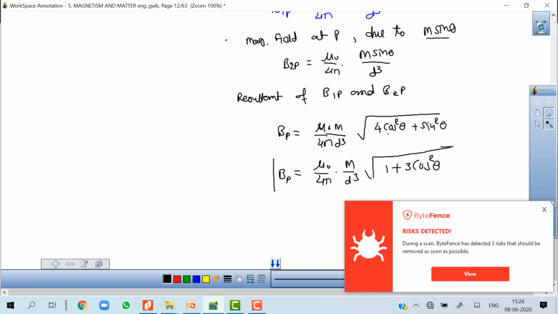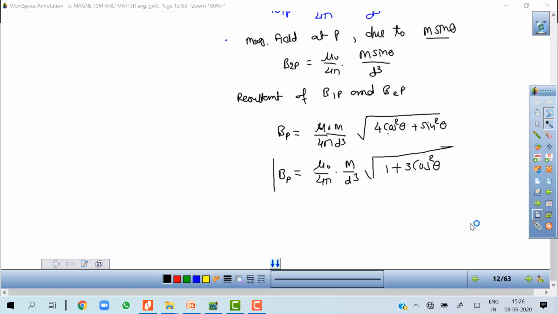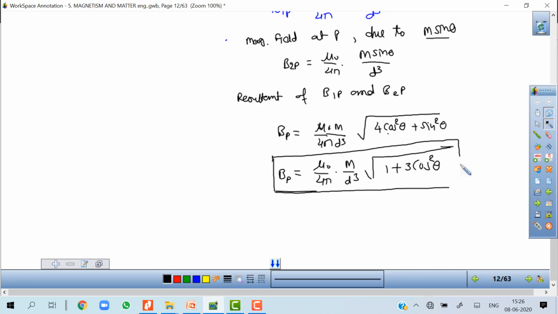So when you have a point which is not on the axis or not on the equatorial line, it makes a certain angle. We do this calculation. Okay, it's a very important formula.